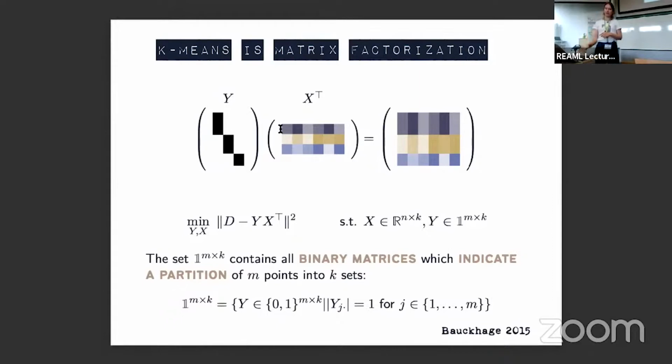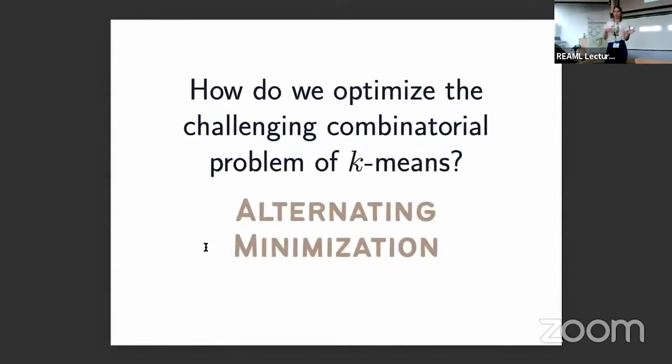And our basis vectors are now becoming the centroids. So what you want to do is approximate your data with its assigned centroid. This is one of the objectives of k-means. The set {0,1}^(m×k) contains all binary matrices which indicate a partition of m points into k sets. That means Y has to be binary and the sum of each row of Y has to be 1. So there's exactly one 1 in every row, which indicates the cluster the point is assigned to. Optimization-wise, this is quite difficult because binary constraints are generally hard to handle.